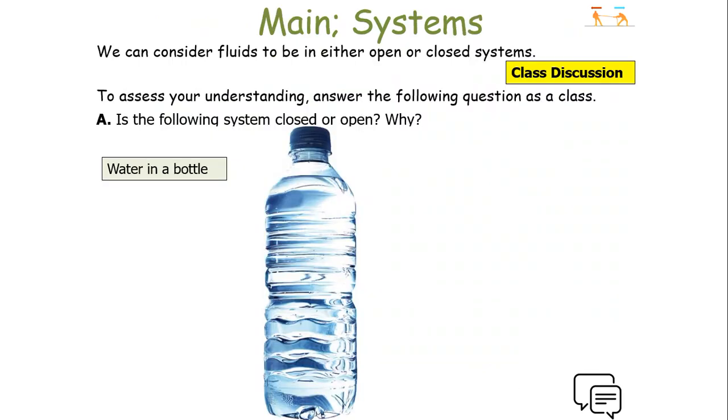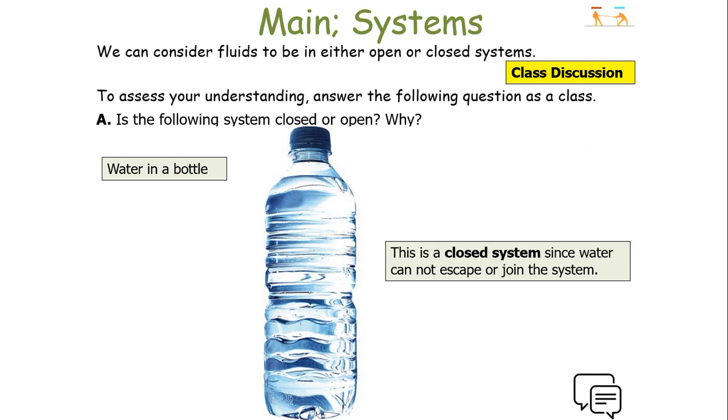Now, we can consider fluids like liquids and gases to be in open or closed systems. So can we understand if a system is open or closed and why? For example, let's look at water in a bottle. This is a closed system since when the lid is screwed on tight, the water can't escape the system and no water can join the system.